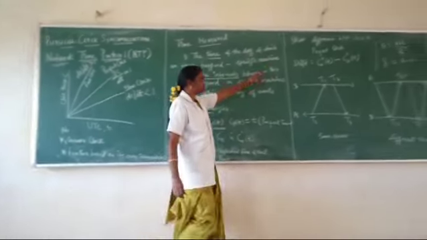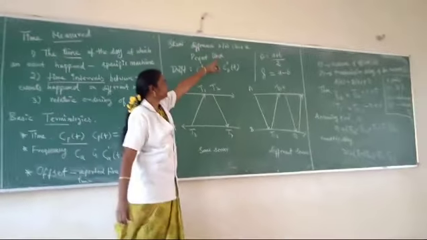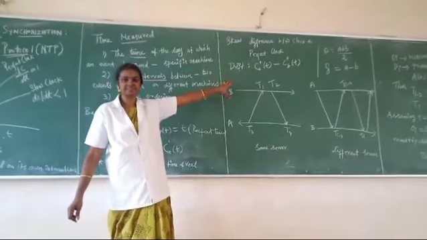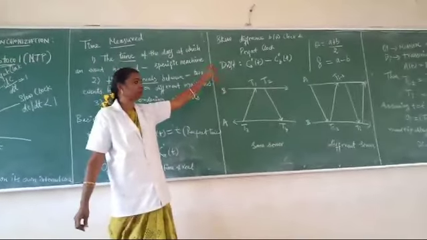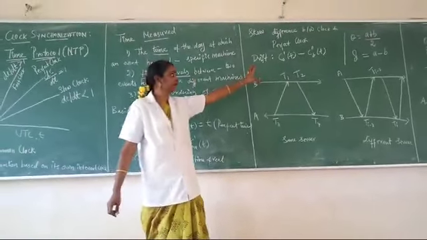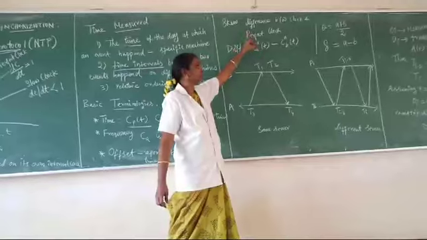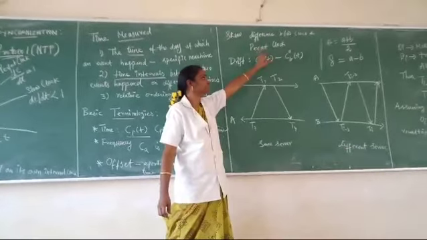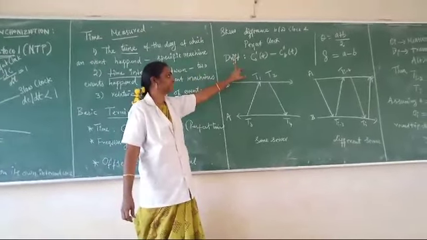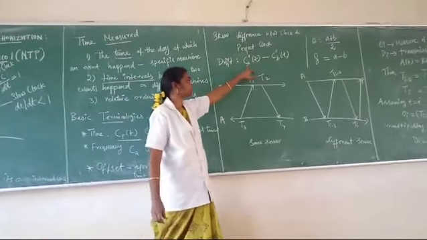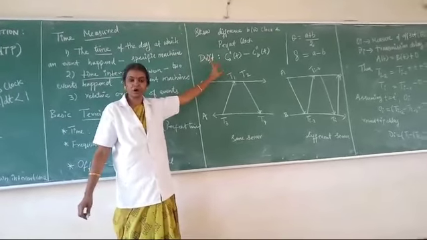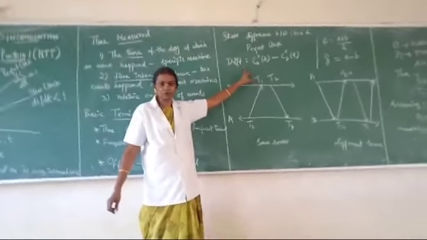Next one is skew. Skew is the difference between the clock of the machine on which the process is going on and the perfect clock. The difference between the clock and the perfect clock is measured as skew. Then drift. Drift is the second derivative of the clock time of the particular machine.